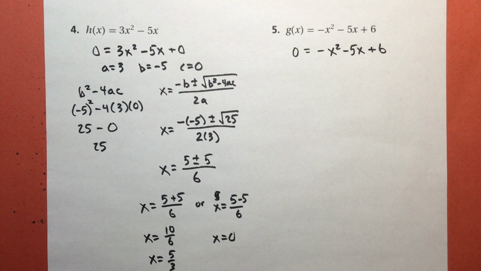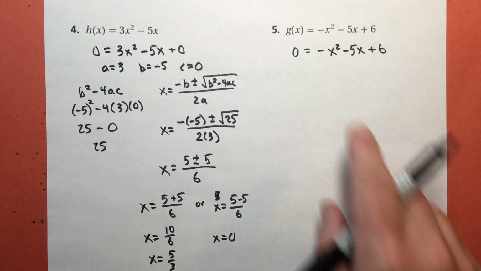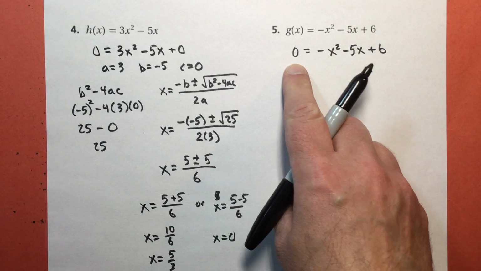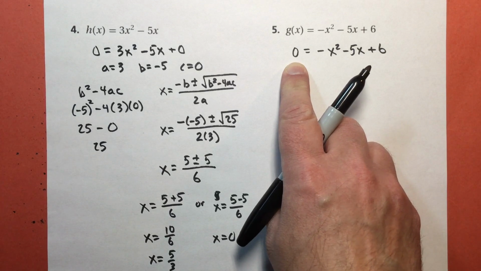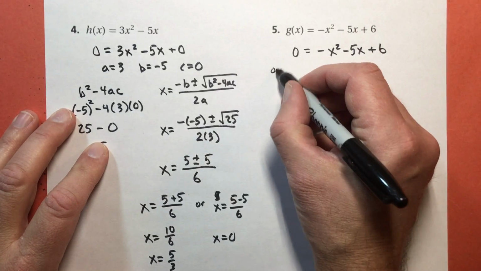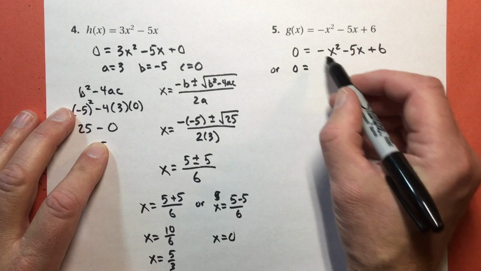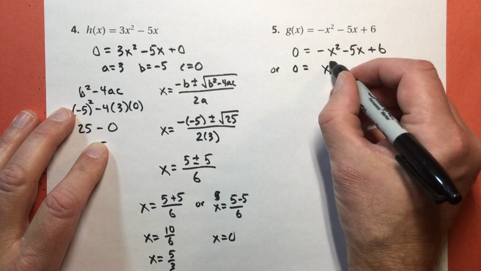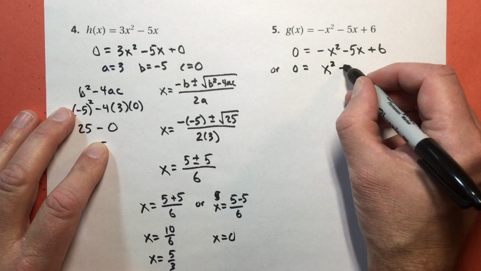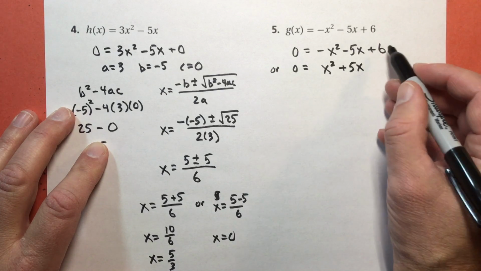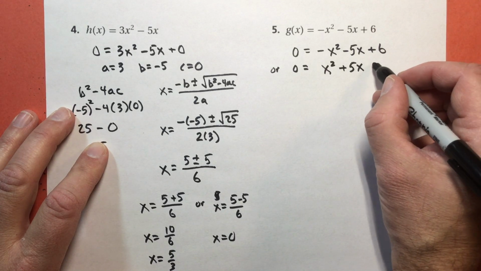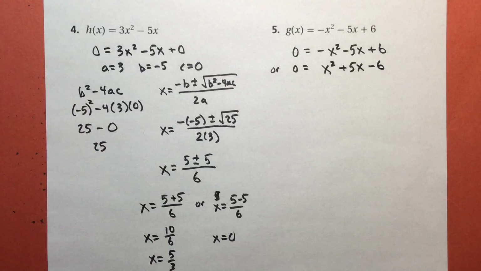So one thing I can do is I can multiply everything by negative 1. And when I say everything, I mean the left side and the right side. Multiplying the left side by negative 1 just leaves me 0. So I could do this. Negative 1 times negative x squared is positive x squared. Negative 1 times negative 5 is positive 5x. And negative 1 times positive 6 is negative 6.